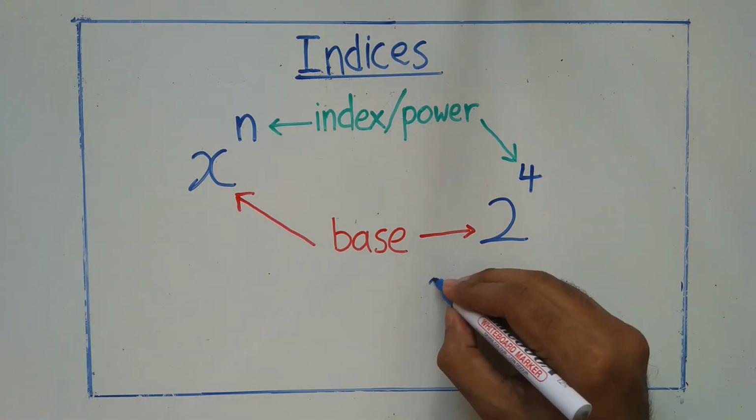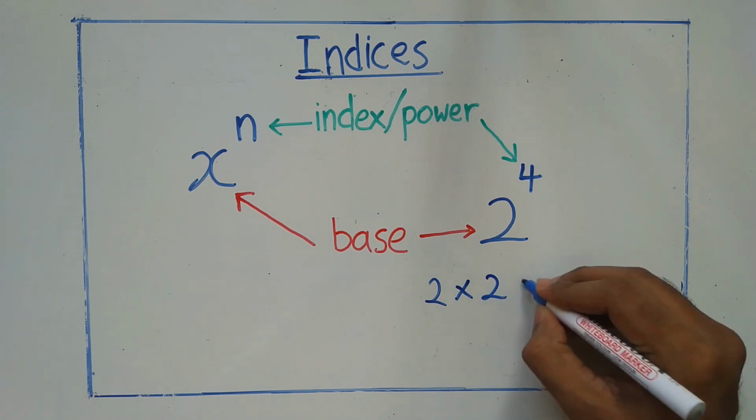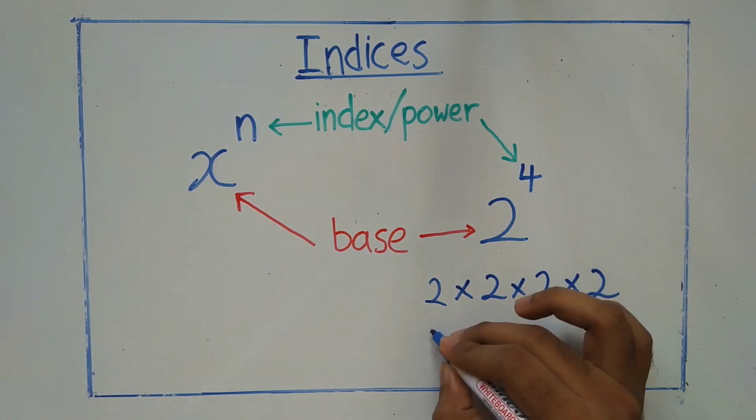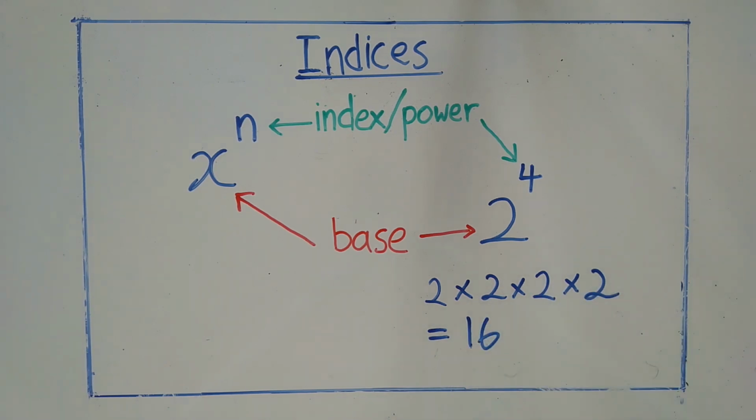Multiplying 2 4 times gives us 16. See, it is that simple.